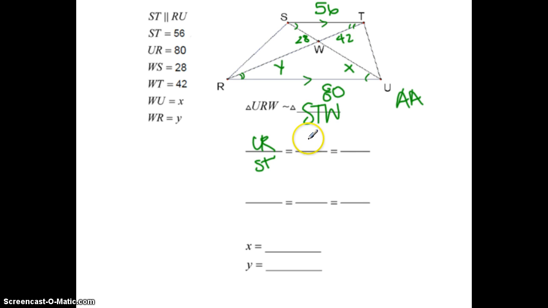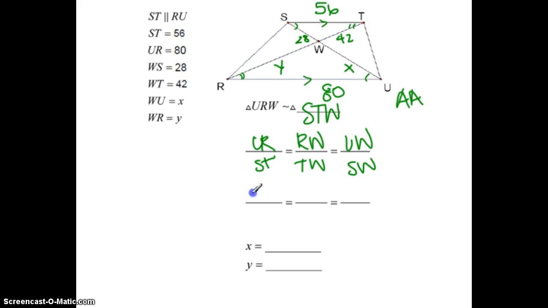Okay, SW, well, actually, let's look at RW first. We're using the bigger triangle, so let's look at side RW. RW is going to be proportional to TW. And UW, our last side, is going to be proportional to SW. Make sure you're paying attention to where you're putting your letters. Order does matter here. U and S are both congruent, so that's why they're the first ones as we write it.